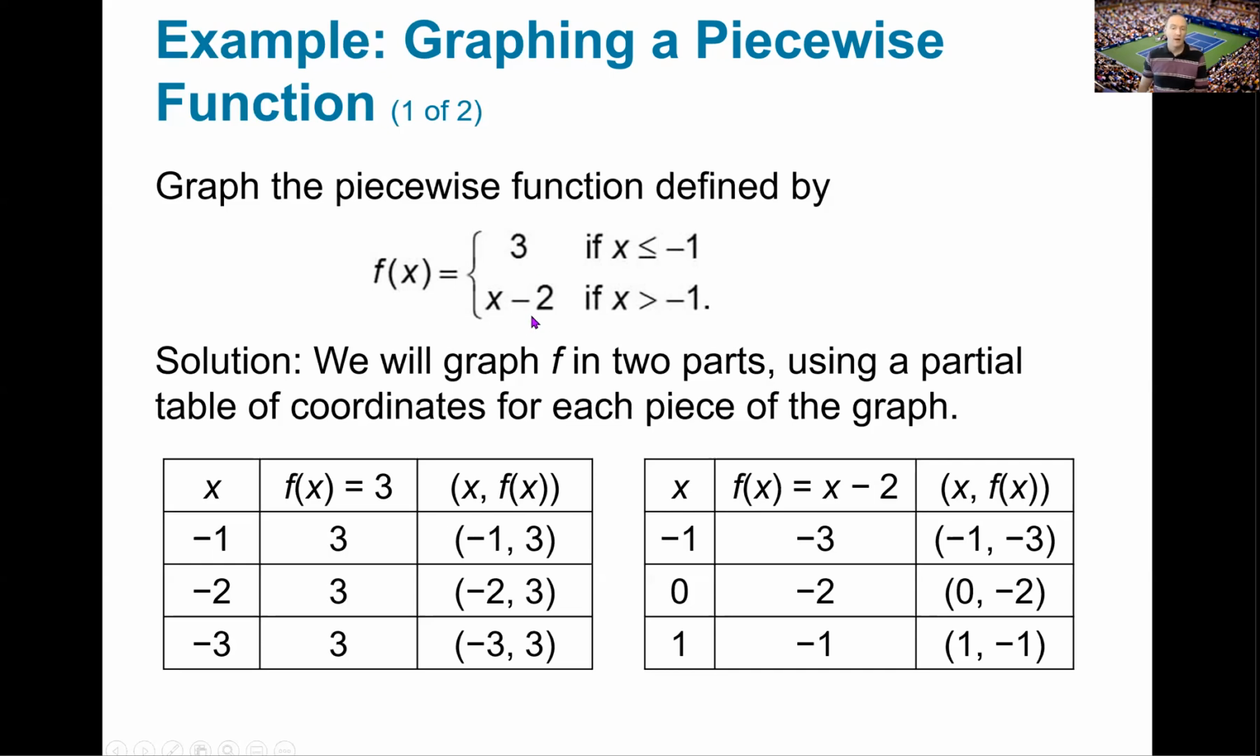Now, on the other part of the graph, for all values x greater than -1, it's just going to be the function x minus 2. I know that that's a function with a y-intercept at -2 and a slope of 1. Now, it's not technically defined at -1, but it would still be wise to plug -1 into this function because we need to show where this function begins.